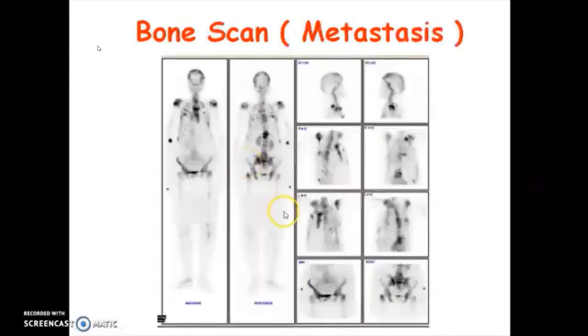Have a look here. You see the isotope in these ribs is more, in the mediastinum it is more. Look at the posterior, the vertebra, here it is more, here it is more. And I can also take spot views of various regions. See, isotope is more here. This is a classical case of metastasis. So this sort of information you can get from a bone scan.